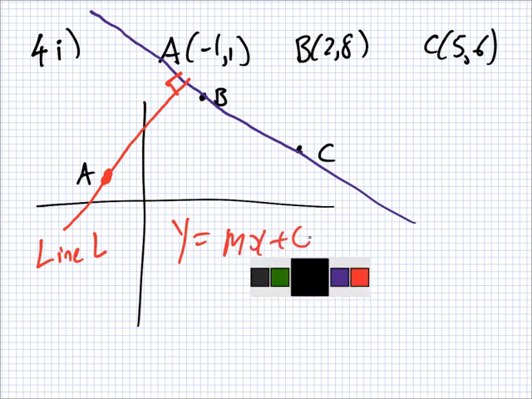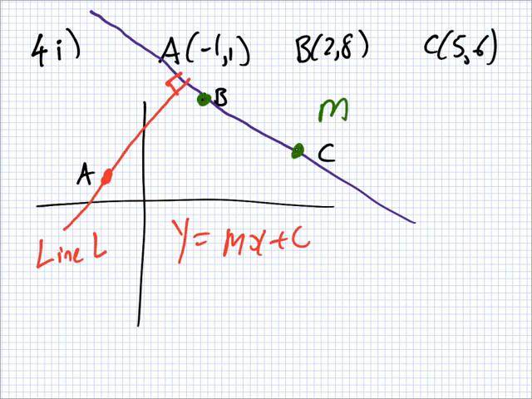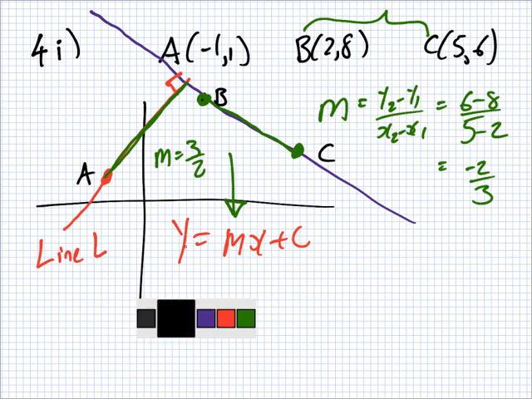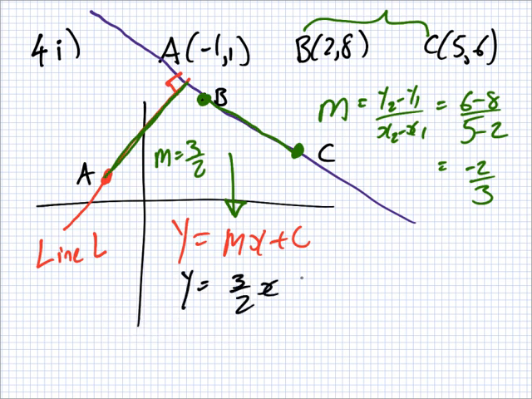Okay, so first things first, I should get my m. To get the m, I need to look at B and C. So it's y2 minus y1 over x2 minus x1 for these two guys. Gives me the slope here. So what's that going to be? 6 minus 8 over 5 minus 2? Minus 2 over 3? But of course that's not what the slope is for this line, because it's perpendicular. Its slope will be 3 over 2. And we'll pop that in. y equals 3 over 2x plus c.